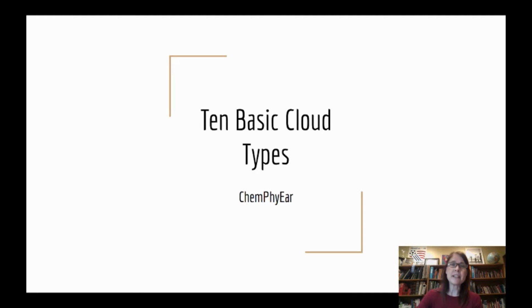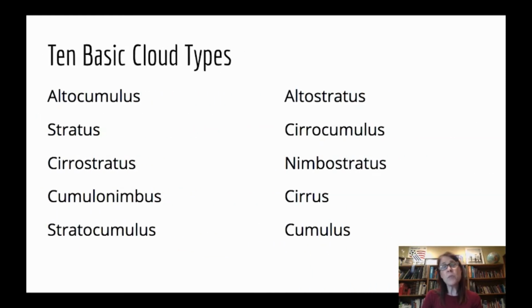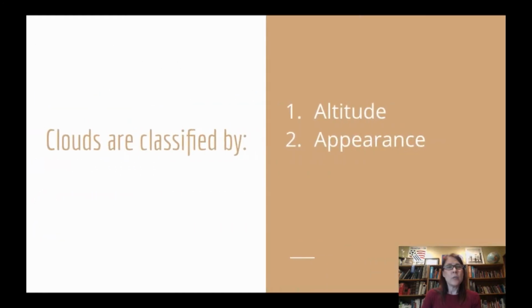Today we're going to be discussing the 10 basic cloud types. It is important for you to know the 10 basic cloud types, but looking at this list, it can seem like an overwhelming task. What do these names mean? How do they even name clouds? Let's begin with looking at how clouds are classified. Clouds are classified by 1, the altitude at which they form, and 2, their appearance.